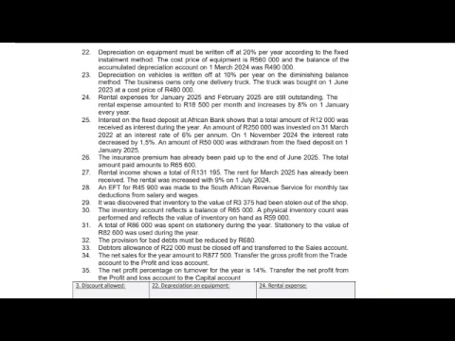Number 28. An EFT for R45,900 was made to the South African Revenue Services, SARS, for monthly tax deductions from salary and wages. Number 29. It was discovered that inventory to the value of R3,375 had been stolen out of the shop.